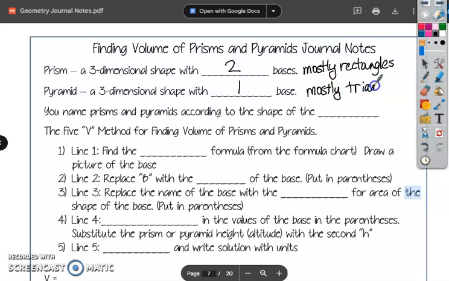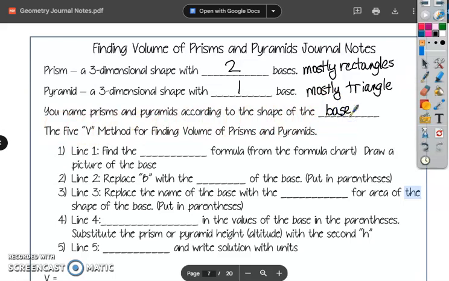And the face that's opposite that top point, or that apex, the opposite face, that's the base. That's how you name it. You name it from the base. You name your shape from the base, okay? You name your prisms and pyramids according to the shape of the base.